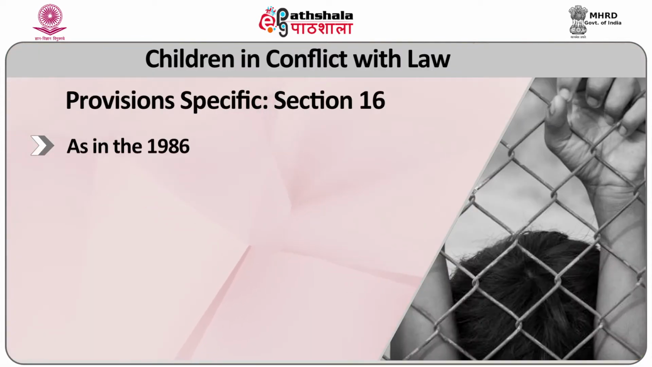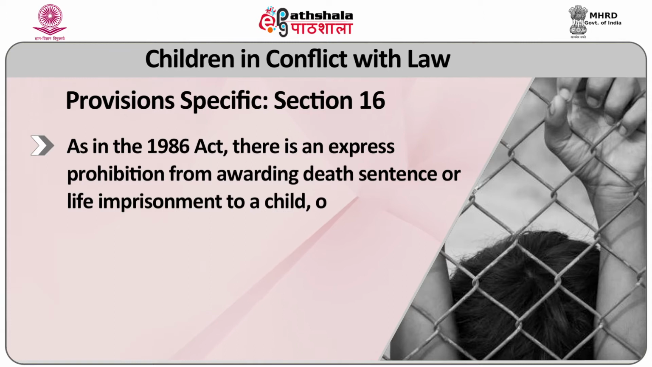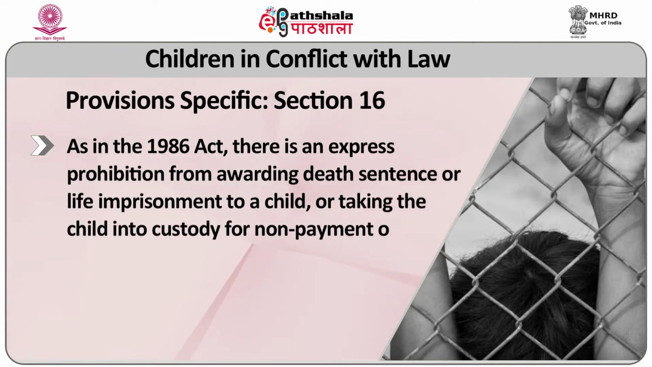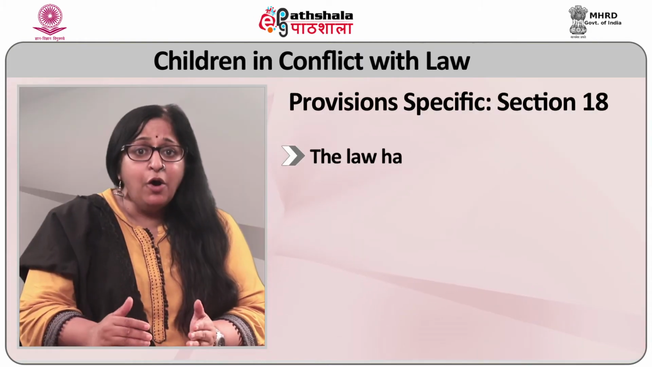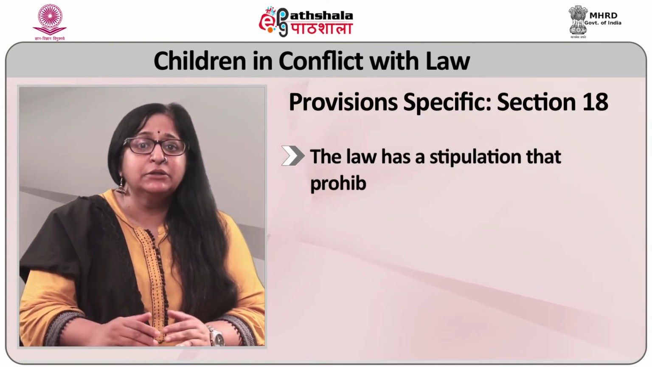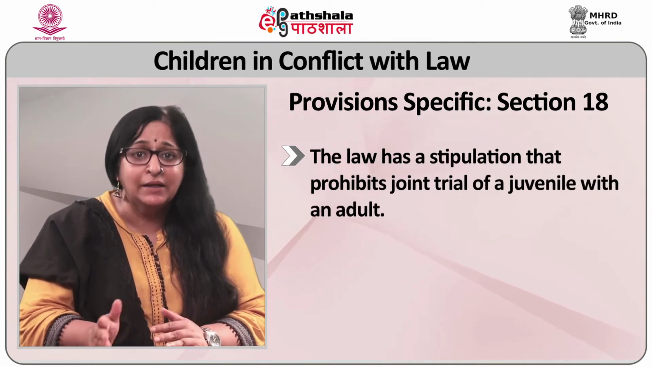As in the 1986 Act, there is an express prohibition from awarding death penalty or life imprisonment to a child, or taking a child into custody for non-payment of fine or for failure to furnish a security. The law also has a stipulation that prohibited joint trial of a juvenile with an adult.